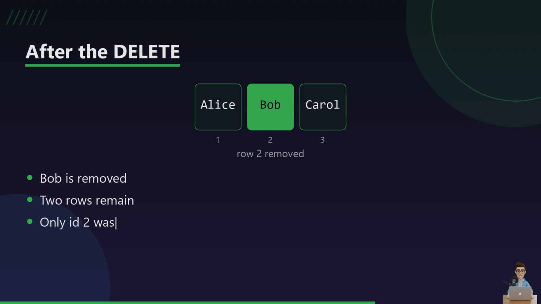Bob is gone, and Alice and Carol stay untouched because our WHERE was specific. See how the arrow just pulls the one matching row out and leaves the rest alone. That precision is the whole game with DELETE.